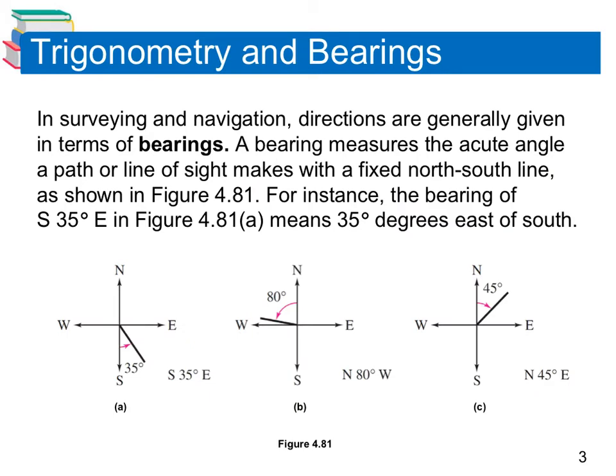Another way to use trig in real life is talking about bearings when you're talking about navigation. Basically, a bearing is telling a pilot or a captain which way to go. So, for example, down here, this is south 35 degrees east. From the south direction, I'm 35 degrees east. This one is north 80 degrees west, so from the north direction, I'm going 80 degrees west. North 45 degrees east, I'm going 45 degrees east of the north direction.